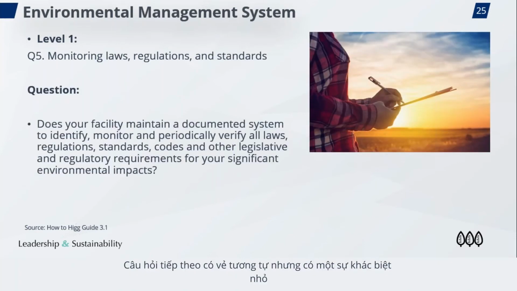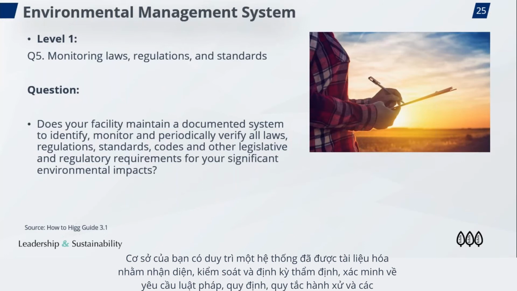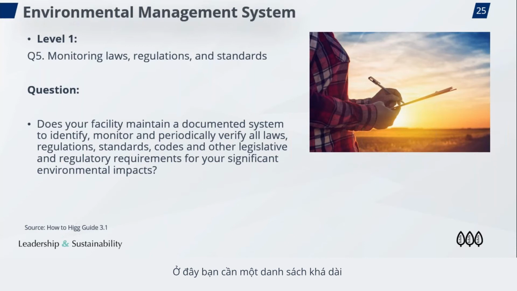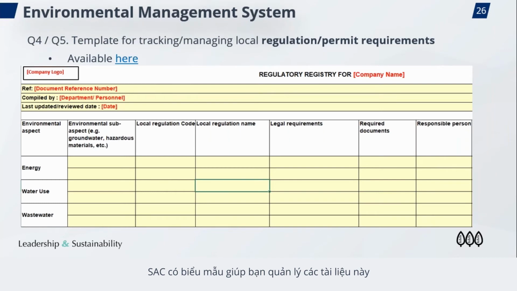And the next question is similar, but slightly different. Does your facility maintain a documented system to identify, monitor, and periodically verify all laws, regulations, standards, codes, and other legislative and regulatory requirements for your significant environmental impacts? So here you need a really long list of all laws and regulations, etc., that are applicable to you. And SAC has actually made available a template to use.